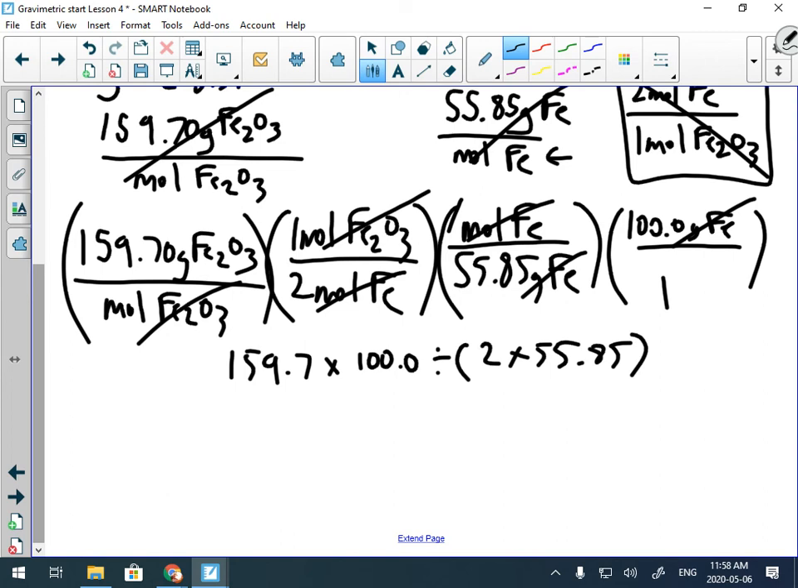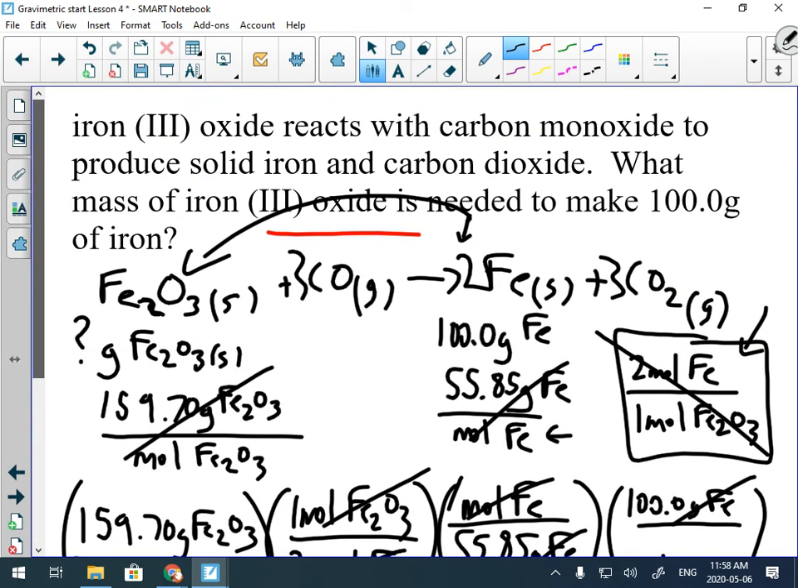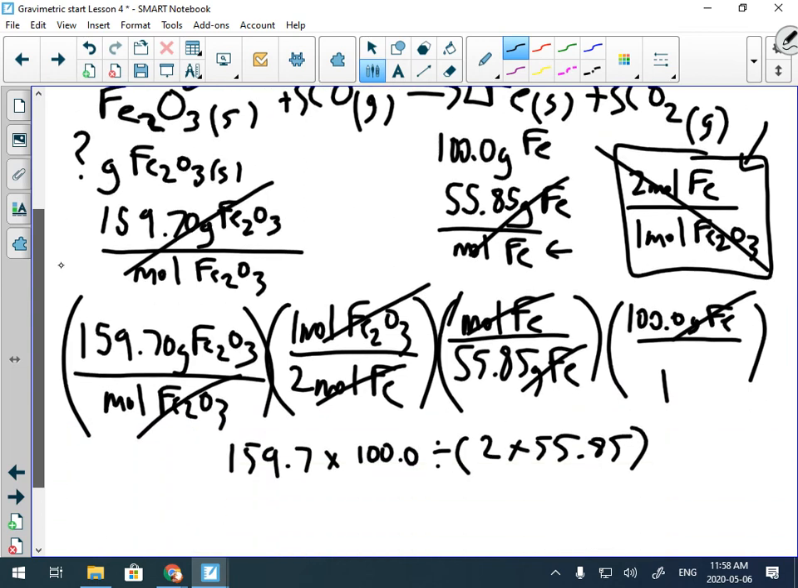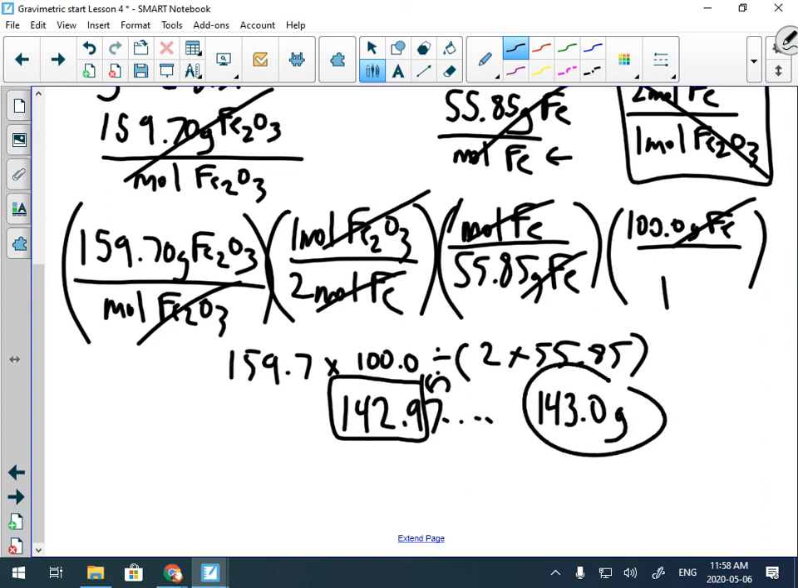Oh man, this is kind of screwy. We got to go to 4 sig figs. If we go back up, the only number we're given is this one. Yes, the molar mass has different sig figs, but the molar mass is not given in the problem. We have four sig figs to round to. I get 142.97 yada yada. Now I've got to keep all four of these digits, and that 7 rounds that up. So I wind up with 143.0 grams.